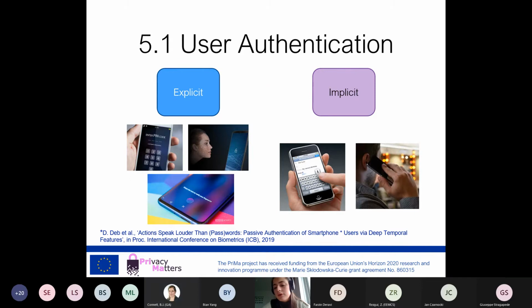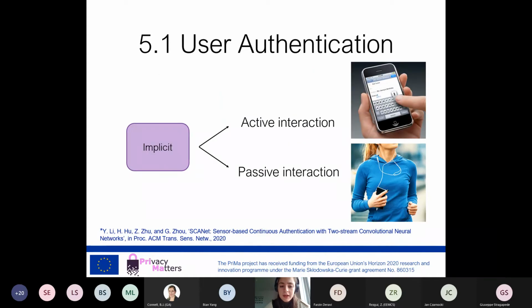Okay, sorry. So the specific scenario is when the user is interacting with the phone, and we need to interact in a certain way with the device to authenticate himself or herself. For example, using the PIN, facial recognition, etc. In an implicit scenario, it is not necessary for the user to identify himself or herself in a precise way. For the implicit scenario, we have two types. The active interaction, like when you are writing, for example, or the passive interaction, which is when you are just carrying the phone.